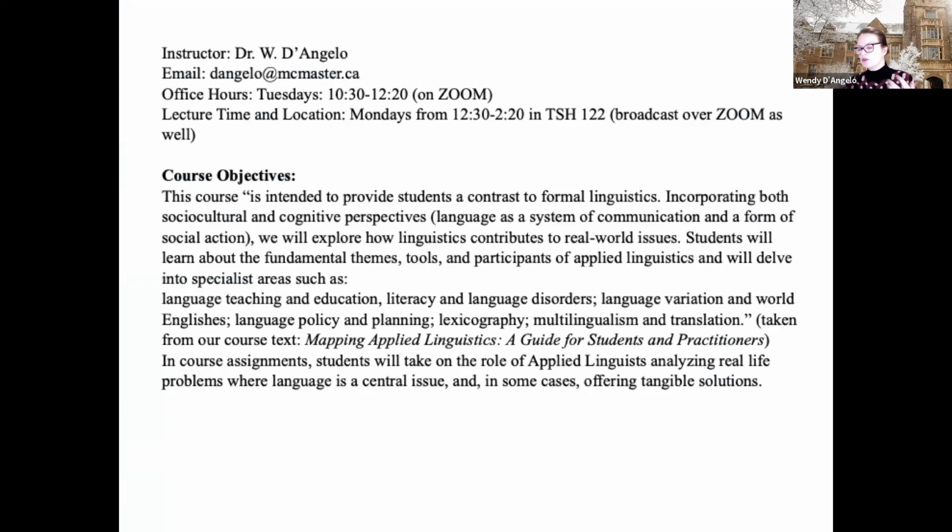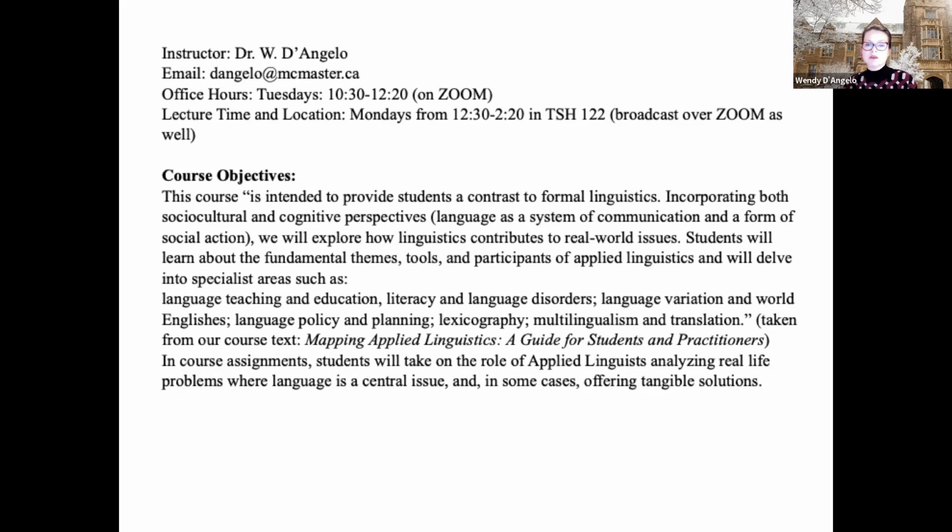So the first thing we'll have a look at is just very quickly the syllabus. And we'll go into a little bit more about what is meant by applied linguistics. But just to reiterate from the course outline, I just want to do some reading of this with you. It says this course is intended, and this is from the textbook itself, to provide students a contrast to formal linguistics, incorporating both sociocultural and cognitive perspectives, so looking at language as a system of communication and a form of social action, and we'll underline that in this course specifically.